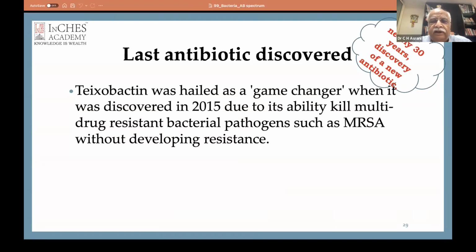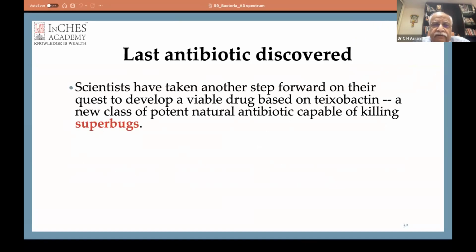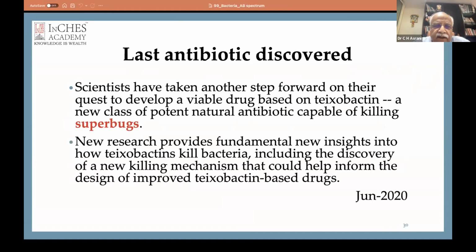Due to its ability to kill multi-drug resistant bacteria, what we call superbugs, such as MRSA, without developing resistance. In 2015, they said if it is made suitable for humans, it would mark the first new class of antibiotic drug for 30 years. And now, in June 2020, scientists have taken another step forward on their quest to develop a viable drug based on Teixobactin, a new class of potent natural antibiotic capable of killing superbugs. I'm happy it's not yet available in the commercial market. Otherwise, we will have resistance to this also.